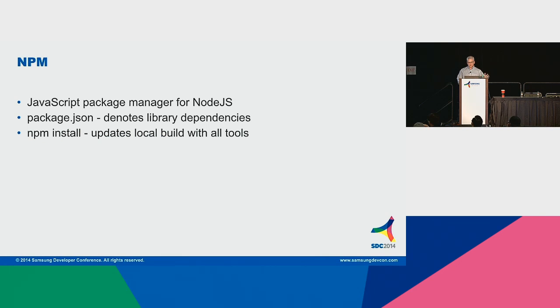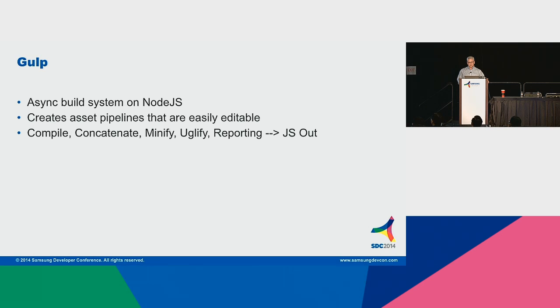So NPM generically is a package manager for Node.js. So the V8 JavaScript engine is installed as a library in Node.js, and we actually use it for all our tooling. TypeScript runs on top of it, Gulp runs on top of it, NPM runs on top of it. It depends on a locally installed JavaScript to execute. And then npm install will basically install everything that's denoted in the package.